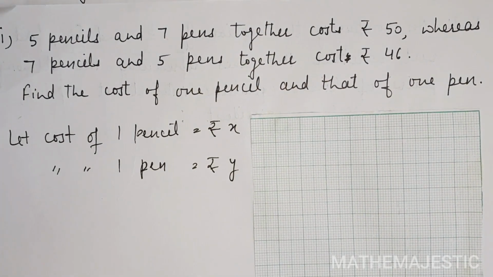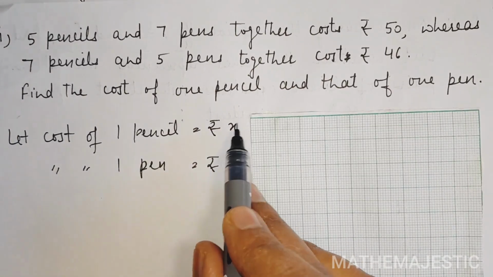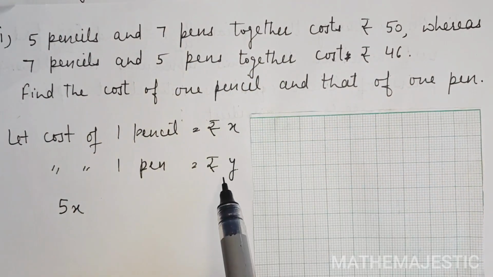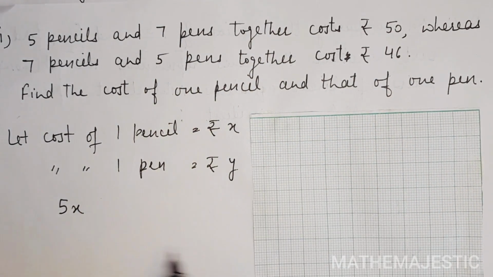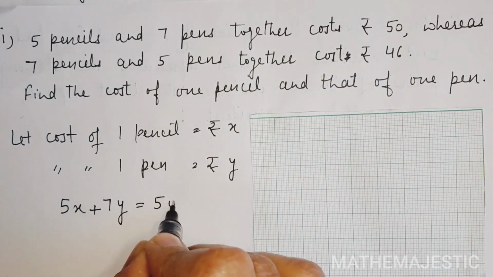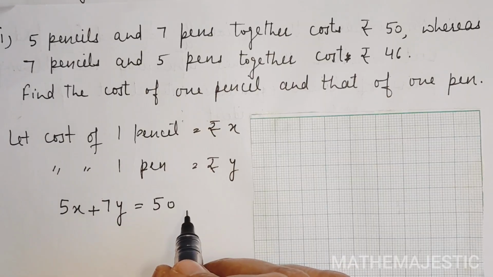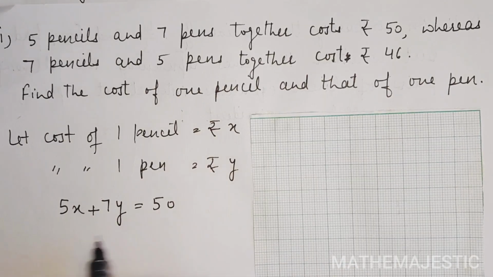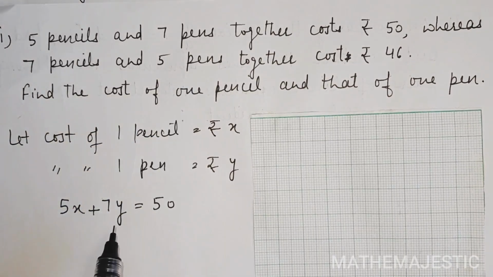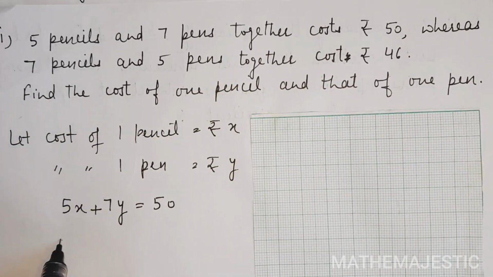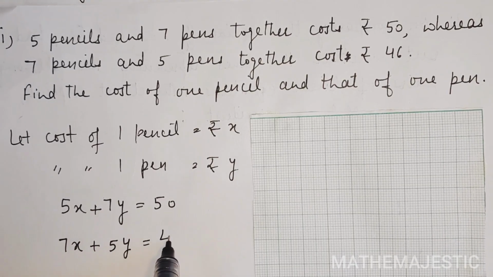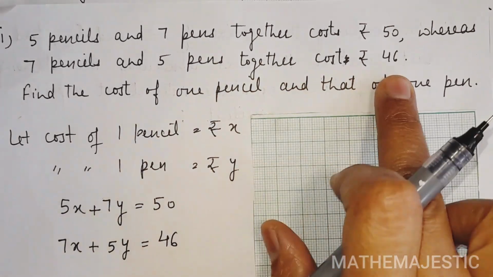So now we will formulate the equation. 5 pencils: the cost of 1 pencil is x, so 5 pencils cost 5x, and 7 pens: the cost of 1 pen is y rupees, so 7 pens cost 7y, and the total cost of them is rupees 50, so we will add them, that is equal to 50. This is equation number 1. So we will simplify this equation. Now the second equation is 7 pencils and 5 pens cost together 46. So 7 pencils cost 7x, 5 pens cost 5y, and their sum is rupees 46. It is given clearly in the statement.